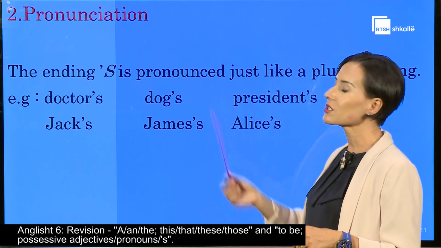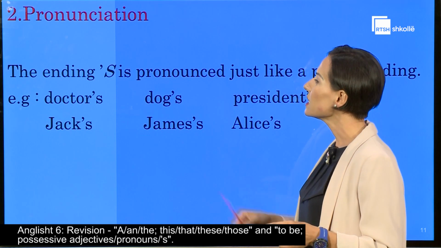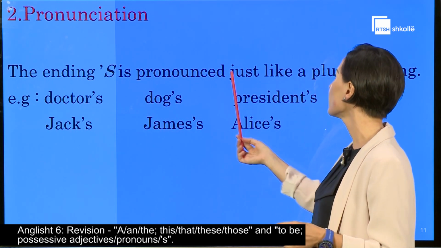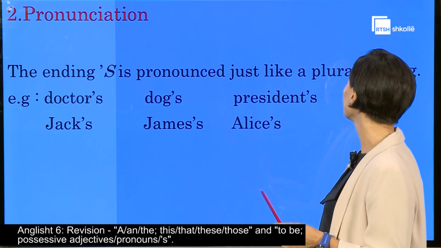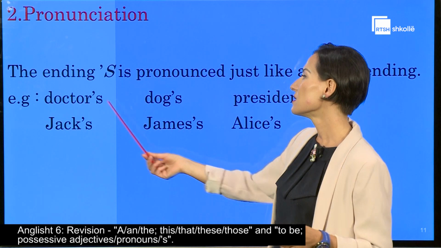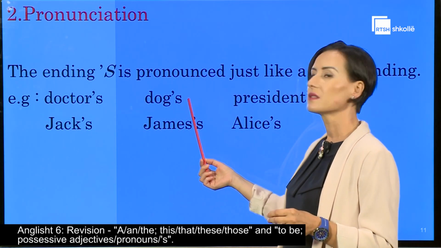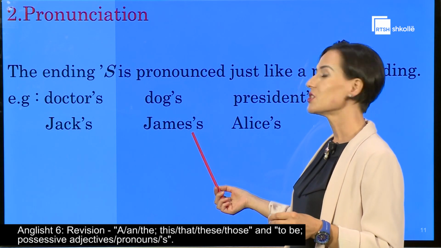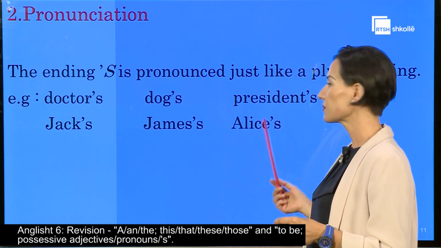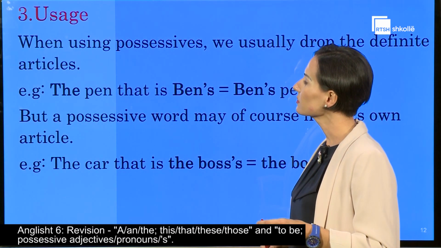Let's pay attention to its pronunciation. The ending apostrophe s is pronounced just like a plural ending. For instance, doctors, Jacks, dogs, Jameses, presidents, Alice's.